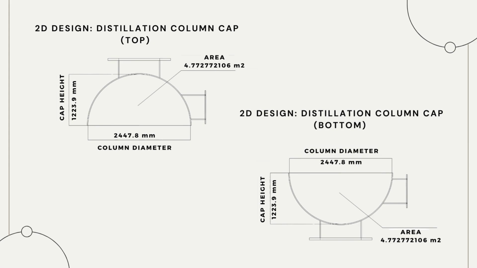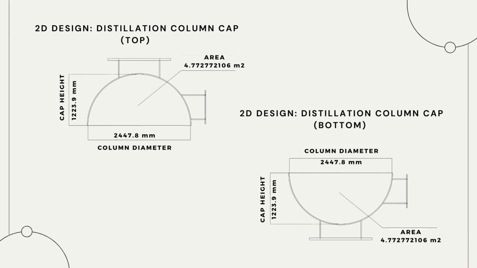In a distillation column, the top and bottom caps are typically designed with the same height and diameter for several practical reasons. The consistent cap height of 1223.9 millimeters and the column diameter of 2447.8 millimeters ensure uniform structural integrity and mechanical stability, simplifying the manufacturing and assembly process. This uniformity allows for easier installation and maintenance, as identical components can be used for both ends of the column, reducing the need for multiple designs and specialized parts.